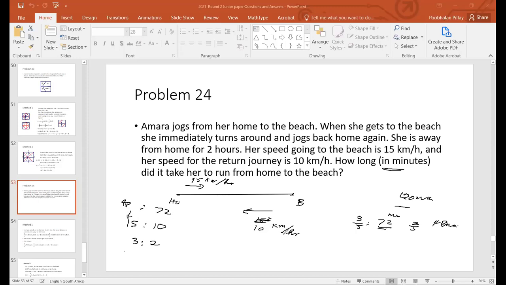Now you will say, hey, but all this is cheating. Why are you taking these ratios and making them equal? The reason is distance is equal to speed times time. So we want this product here, 15 times this must be the same as 10 times that. Right? So my answer is, how long did it take her to run from home to the beach? So that would have been the shorter time. So the answer is 48. Answer to this problem is 48.